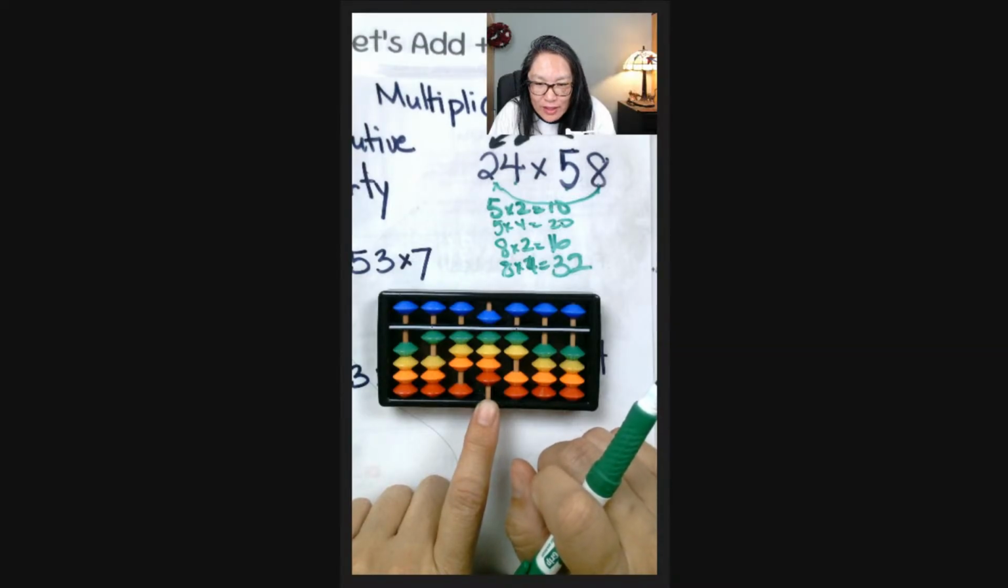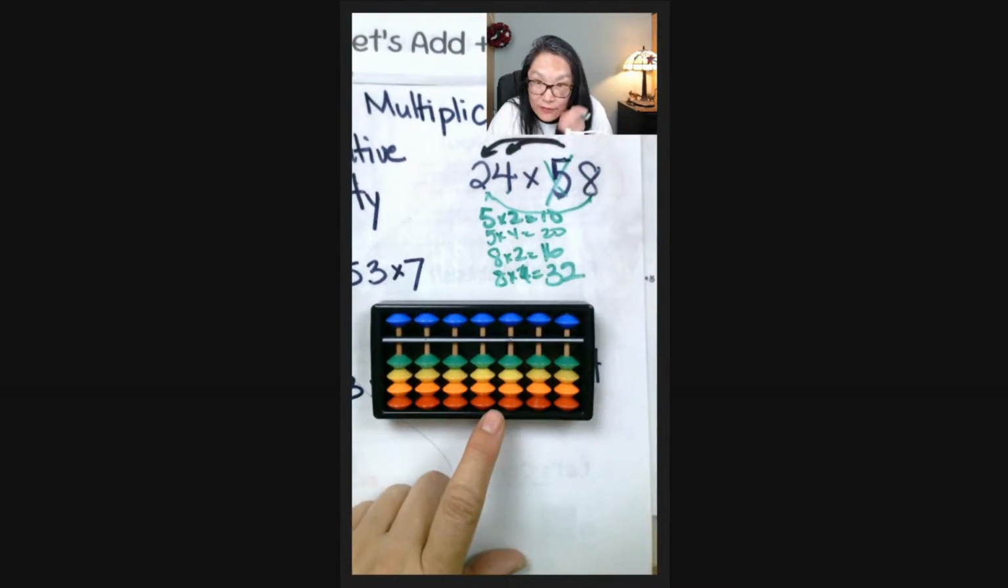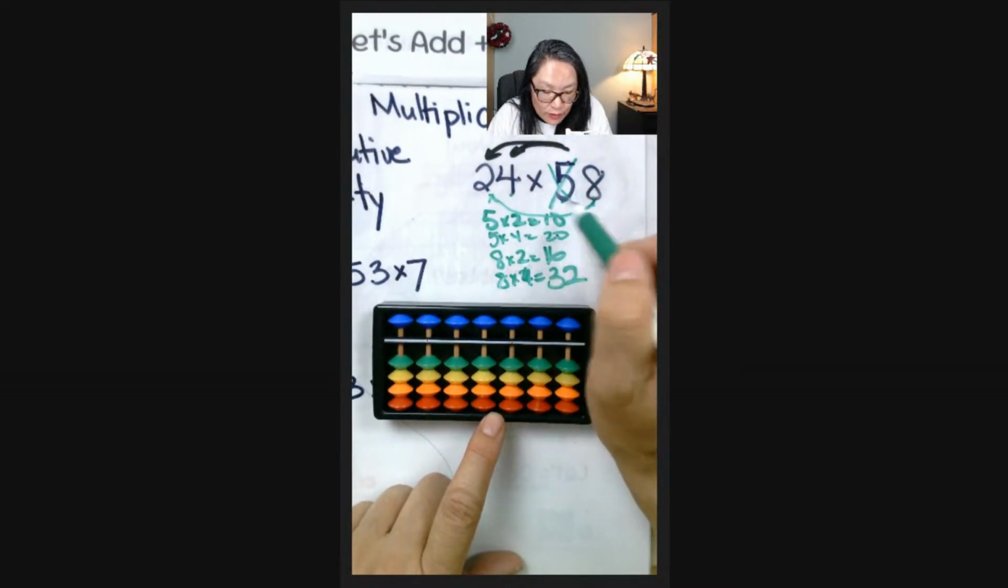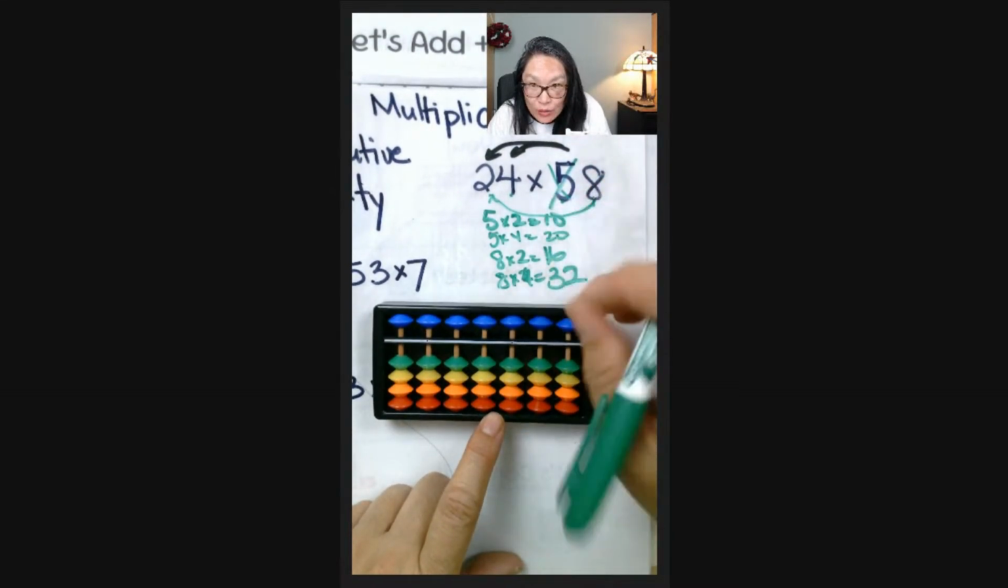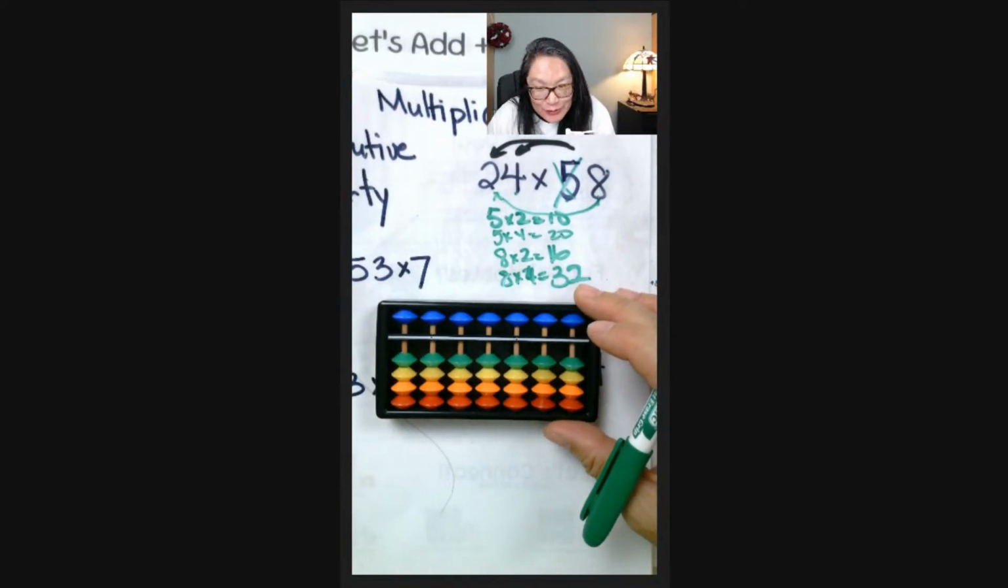Wait, why start at 3? Oh, the reason why is because we're done with the 5. When we're done with the 5, then we recount. We always recount, right? Thank you. Don't forget to smile. I'm hoping you have a good day too.